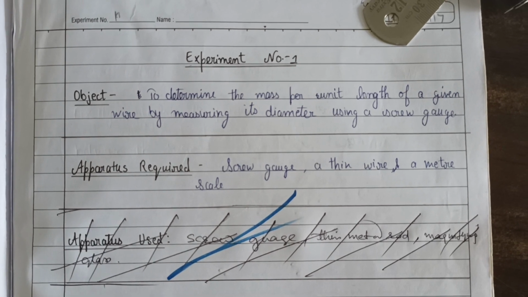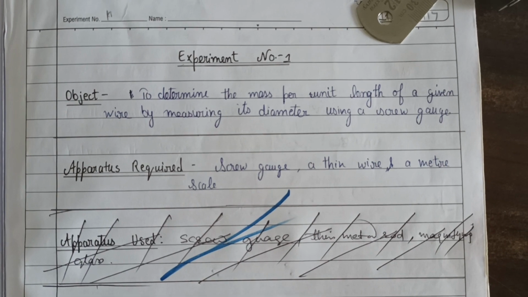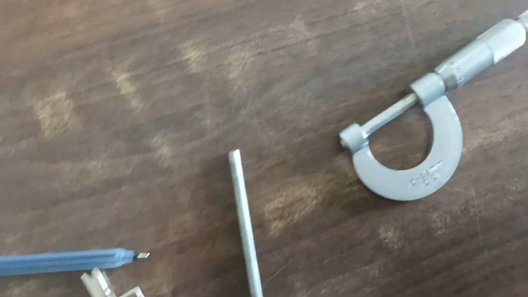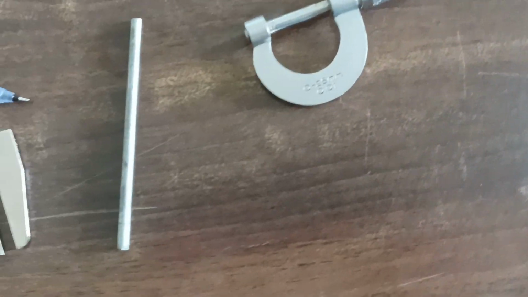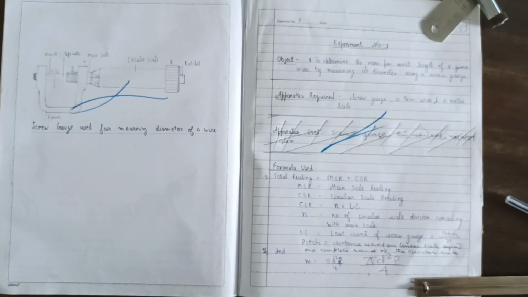You have to determine the mass per unit length of a given wire, measuring the diameter of that wire through a screw gauge. You will use this screw gauge, and this is the rod or thin wire you have to use. You will write like this. This is an example for sample purposes.